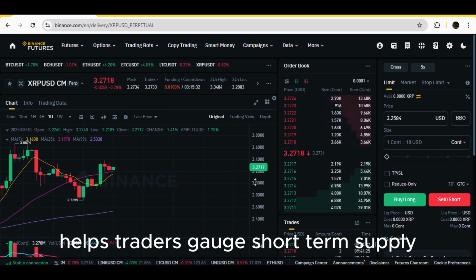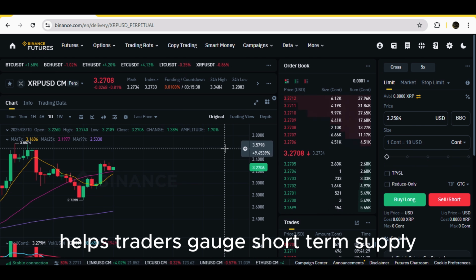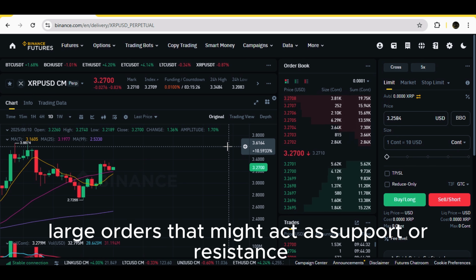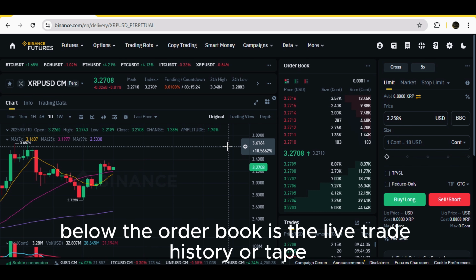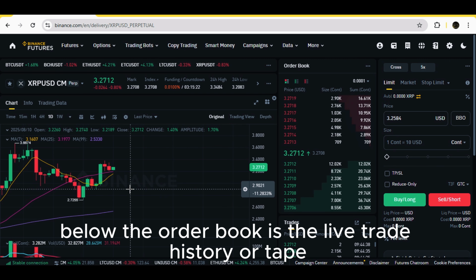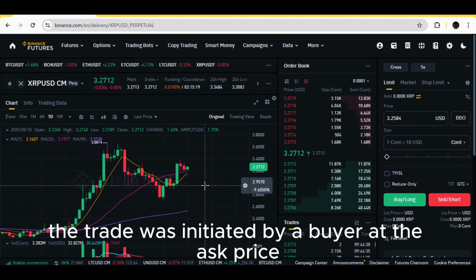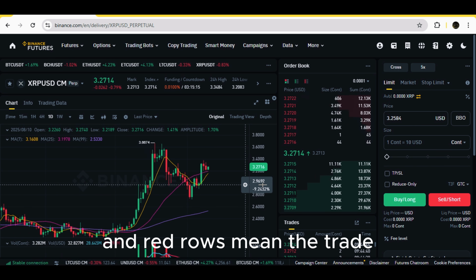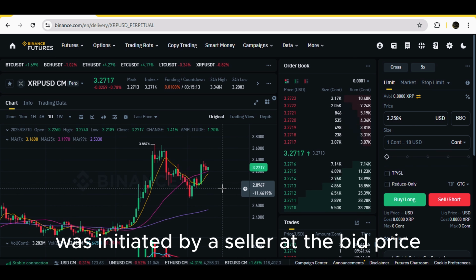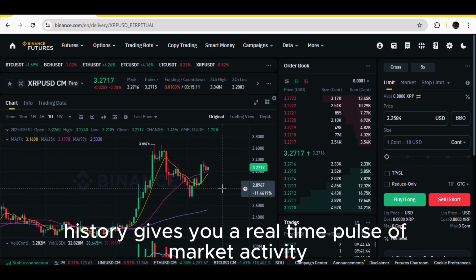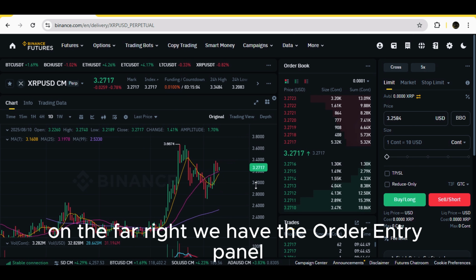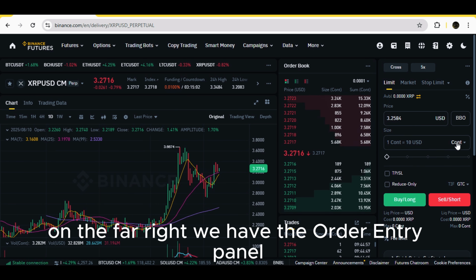Watching the order book helps traders gauge short-term supply and demand, as well as spot large orders that might act as support or resistance. Below the order book is the live trade history or tape. Green rows mean the trade was initiated by a buyer at the ask price, and red rows mean the trade was initiated by a seller at the bid price. The trade history gives you a real-time pulse of market activity, showing whether buyers or sellers are more aggressive at the moment.